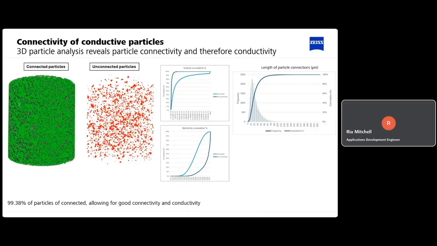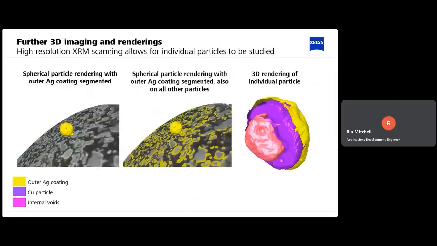So this chart on the right-hand side just shows the length of the different particle connections that we have in this sample. So we find that we have up to 232 individual particles that are connected, forming that conductivity connection through the sample. So it's not just about the segmentations. This can actually give us some usable connectivity data. We can also do things like segmenting individual particles.